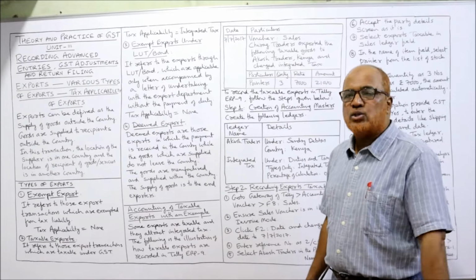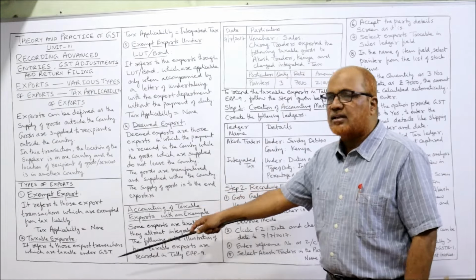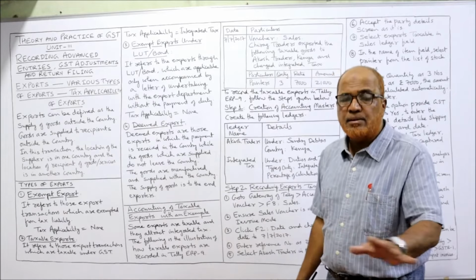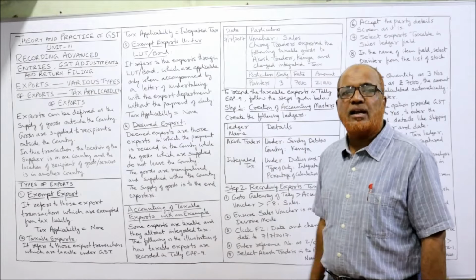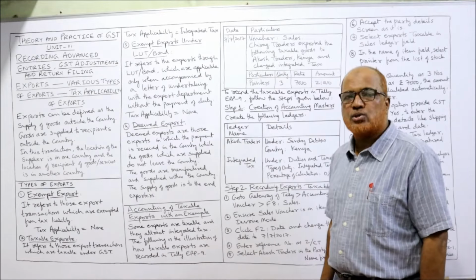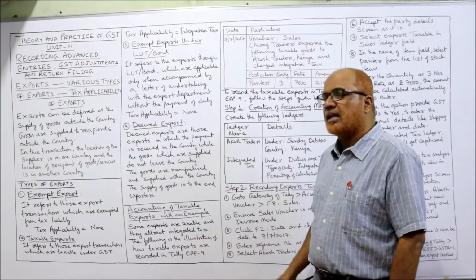So what I have explained so far is the meaning of the term exports and what are the types of exports. 4 types. First one, exempted exports, taxable exports, exports under LUT or bond. Last one, deemed exports. Now, accounting of taxable exports with an example.